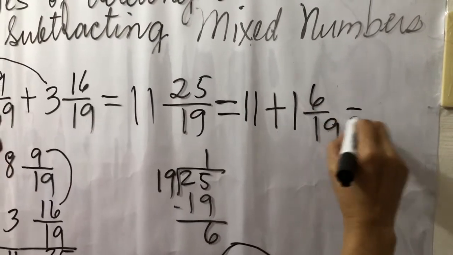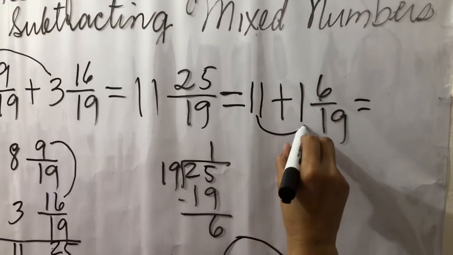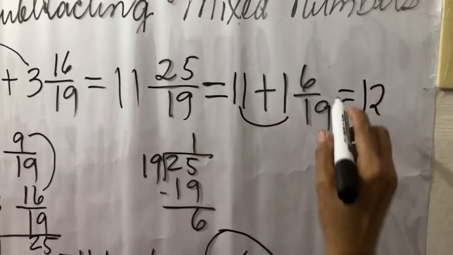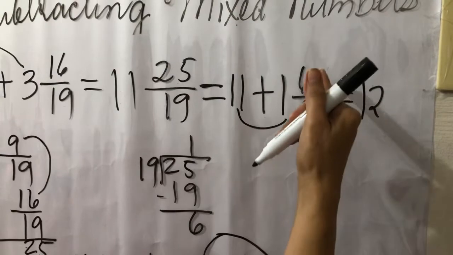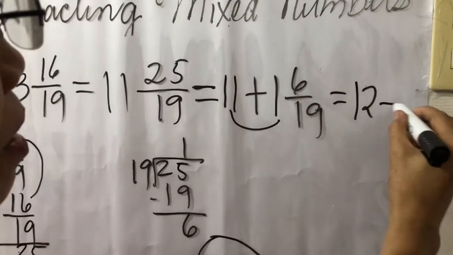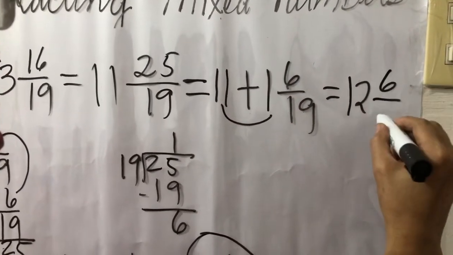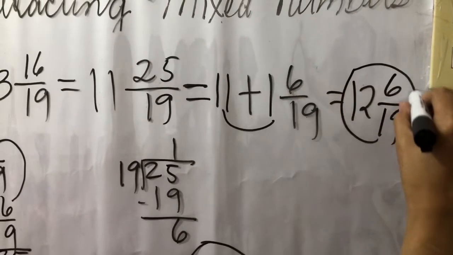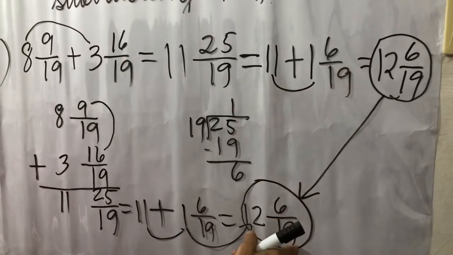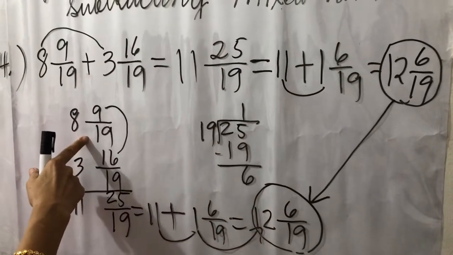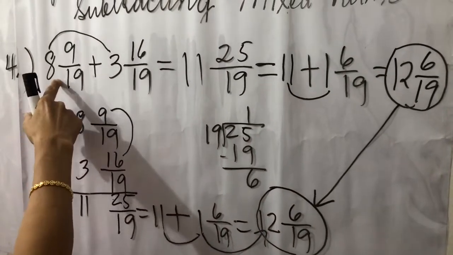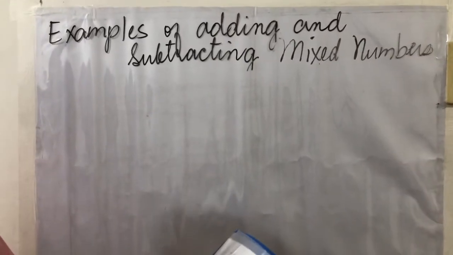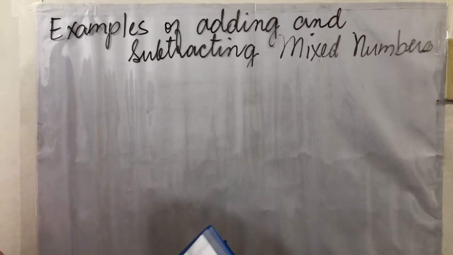6/19 equals, you add first the whole numbers, 11 plus 1, that is we have 12. And then you copy the fraction 6/19 as is. So that is now 6 over 19. So that is the answer. Do they have the same answer? We have vertical and here in horizontal. So go back to page 4 and see example number 6.